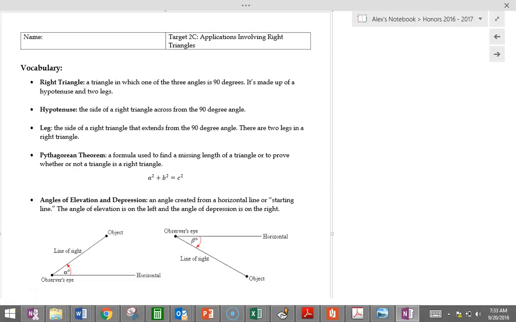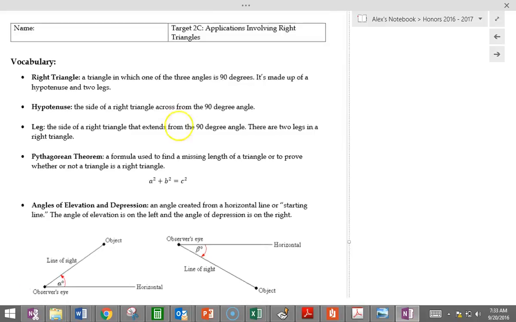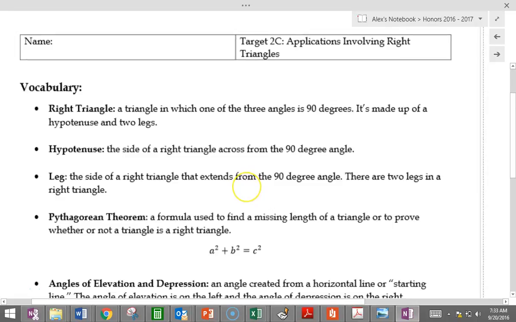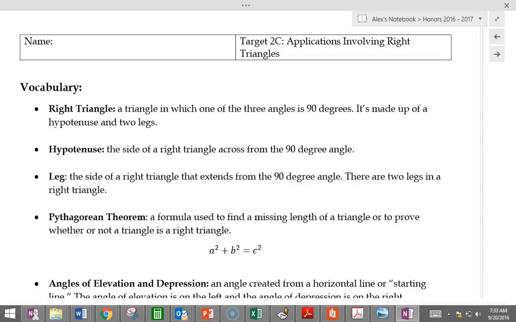Alright guys, so today we're looking at our last target for Unit 2, our target on right triangles and trigonometry. So target 2C is kind of wrapping everything together, and we're looking at applications involving right triangles. We've actually started looking at this stuff already. This isn't really going to be too much new stuff, it's just going to be continuing practicing it.